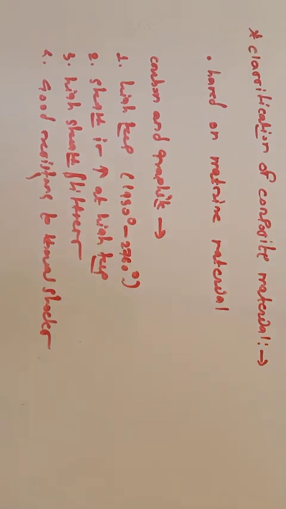Based on the matrices, they are classified into four types: polymer matrix composite, metal matrix composite, ceramic matrix composite, and the last one, carbon and graphite. So this is all about the classification based on the matrix material. In the next lecture we will discuss the classification based on reinforcement material.